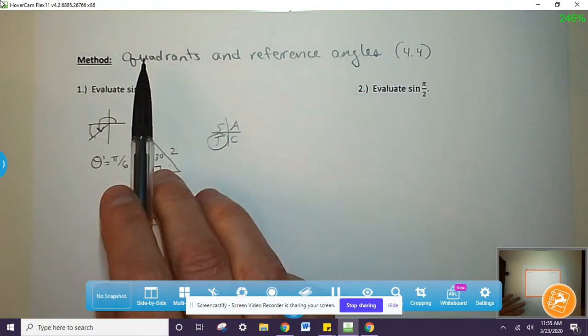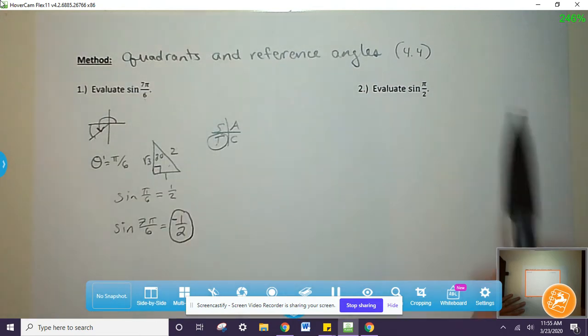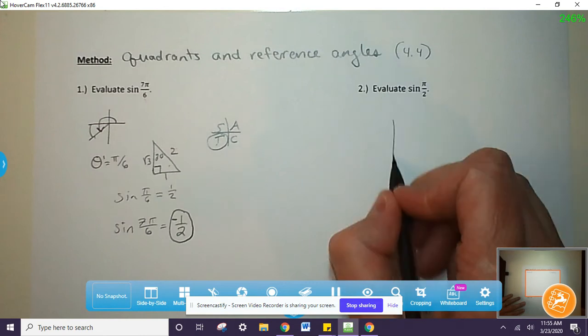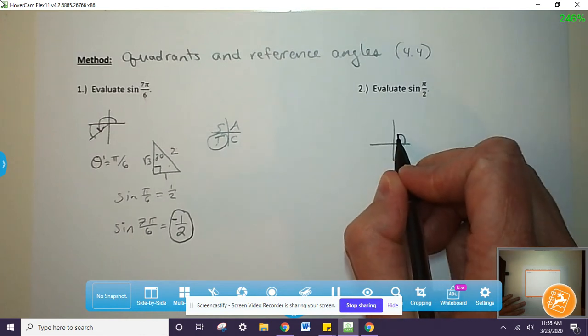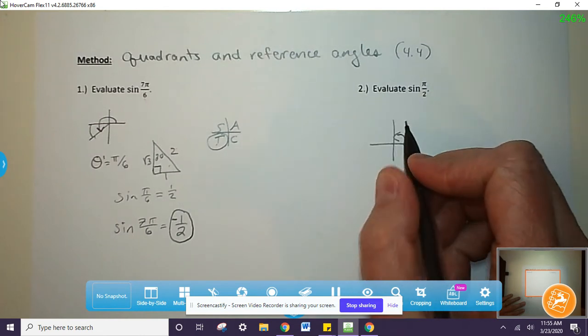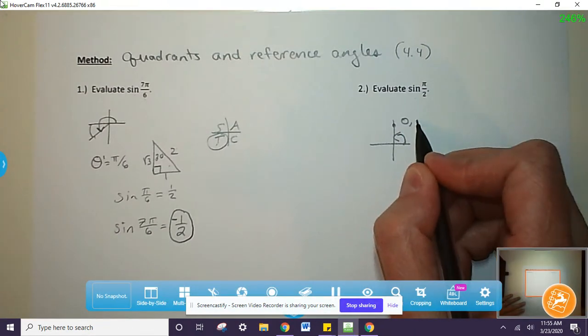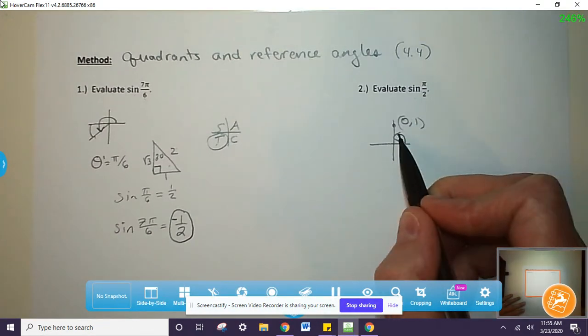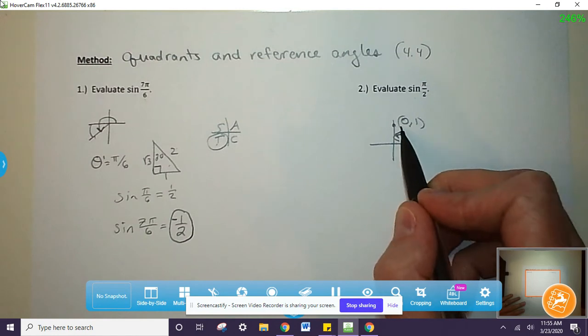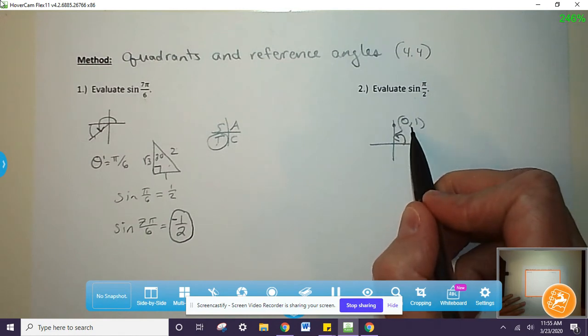Now, if you're a fan of the quadrants and reference angles method, just be aware that when you go to evaluate something like the sine of pi over 2, it does not have a special reference angle, so you have to use the point on the terminal side. And I don't know if you realized yet, but the point on the terminal side that we always use is the same as the point on the unit circle.